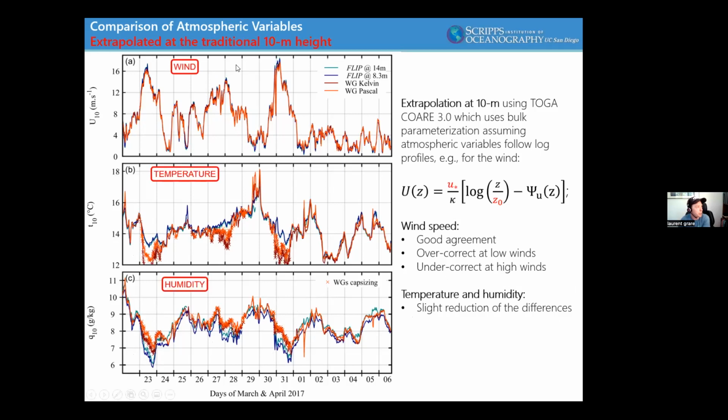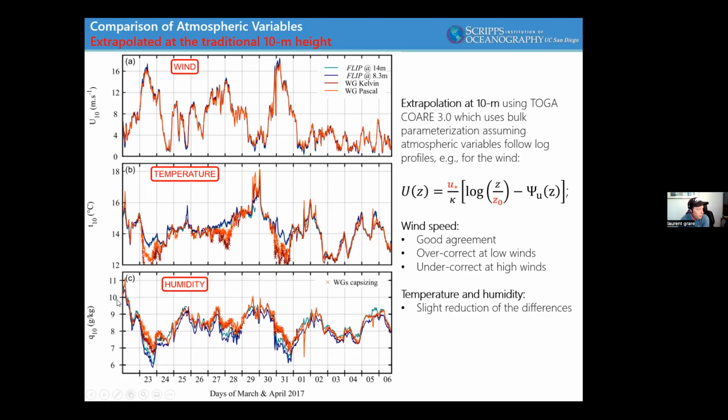So what we did, we extrapolated all the measurements to the traditional 10-meter height using COARE 3.0, which is a bulk parameterization that assumes the log profile for the atmospheric variables, such as, for example, this one for the wind, which is well known. So we see that using this parameterization, it does a really good job at extrapolating the wind to 10 meters.